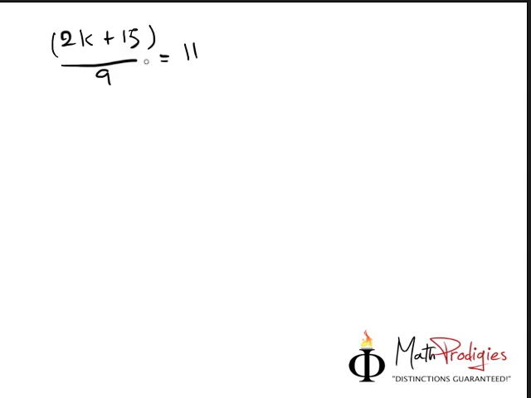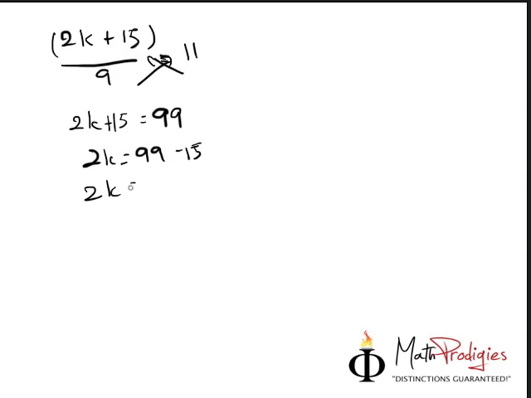So from here, it's pretty simple. Again, cross multiply. It's becoming so boring already, right? I know, it's so easy. 2k + 15 equals 11 times 9, which gives you 99. Therefore, 2k equals 99 minus 15. 2k equals 84. k equals 42. Bam! That's the answer. For these kinds of questions, this is just a simple solving equation question.